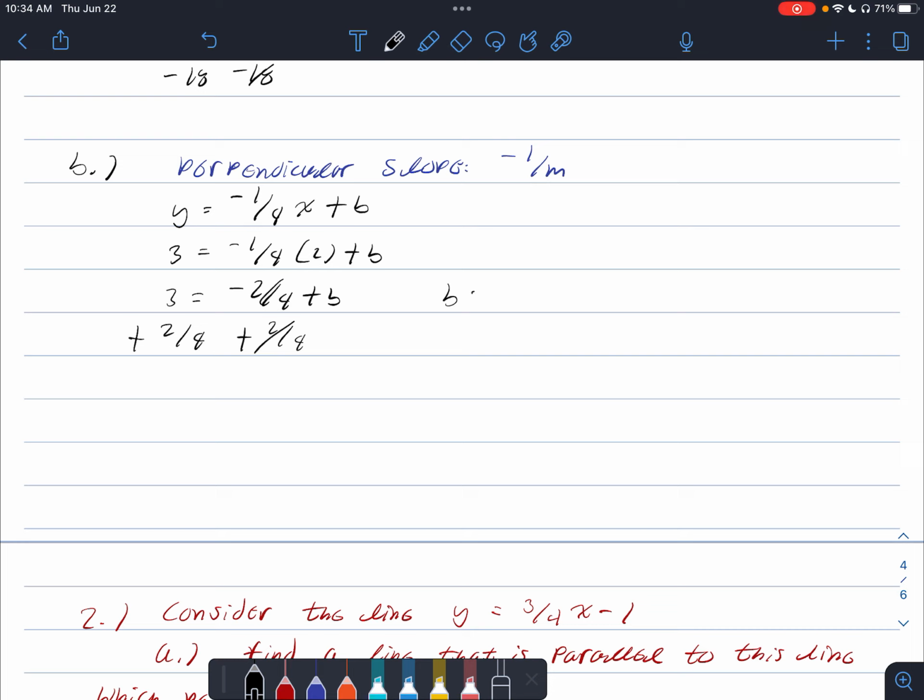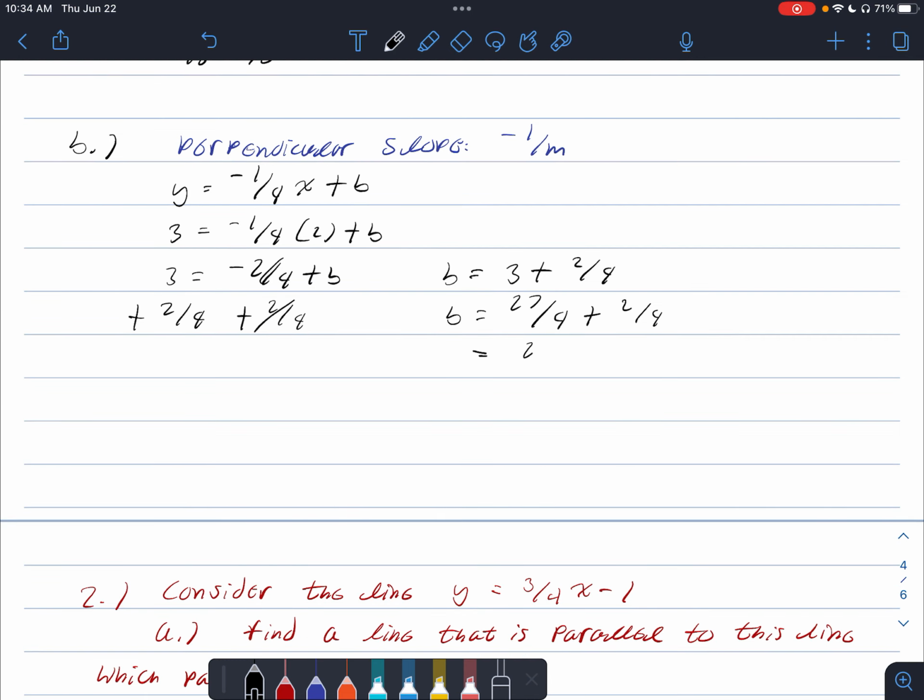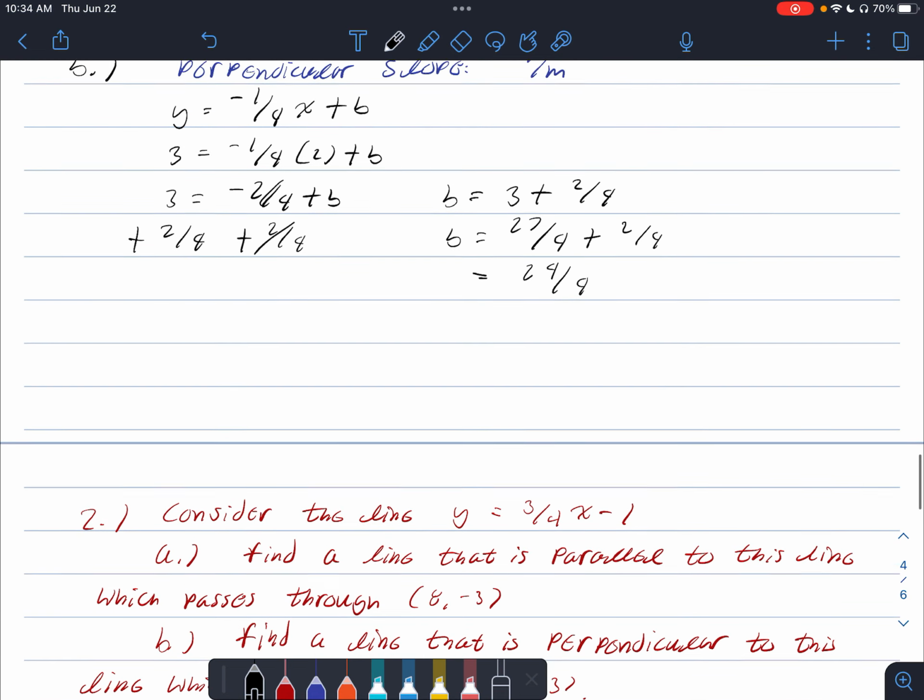And we'll get that b is equal to 3 plus 2/9. Okay, but we need to write 3 so that it has a denominator of 9. All right, so we can write this as b is equal to 27 over 9 plus 2 over 9. Or, in other words, we have b is equal to 29 over 9. And I think that's about as simple as it's going to get.